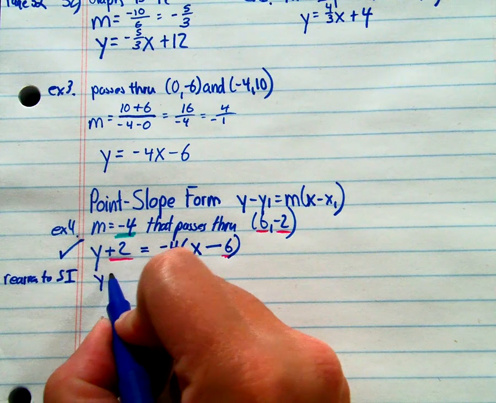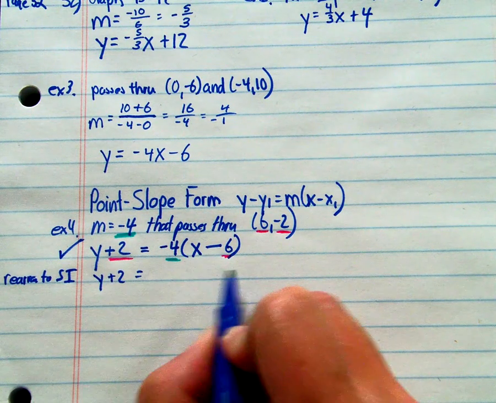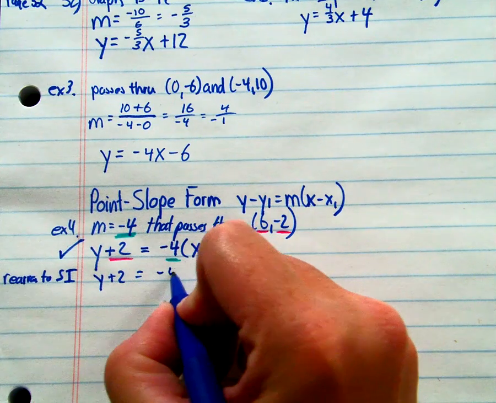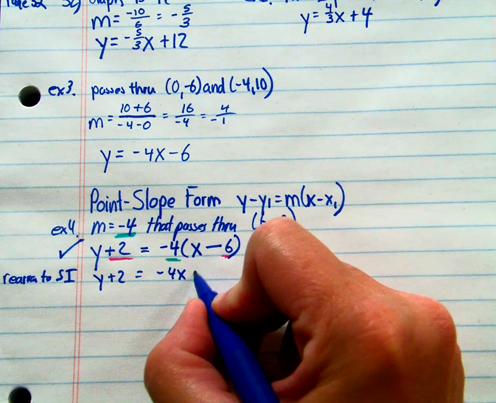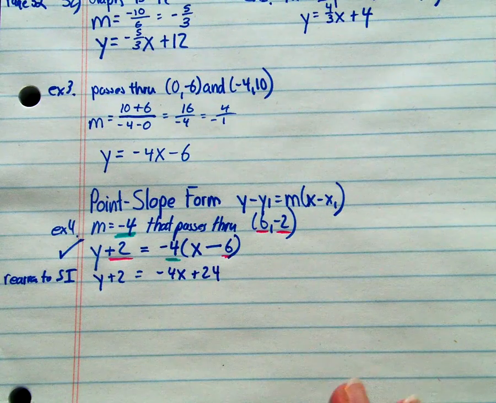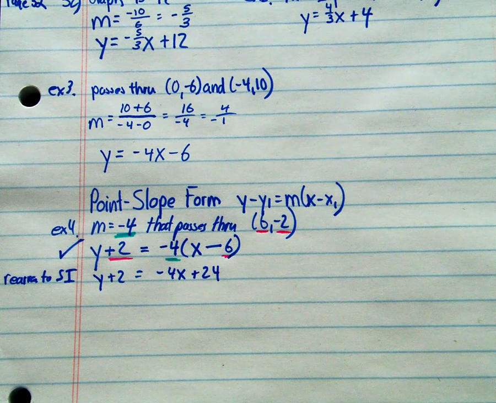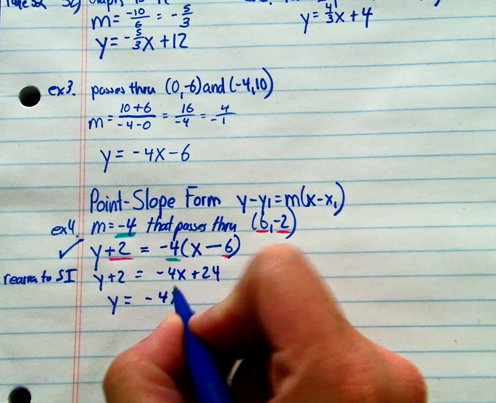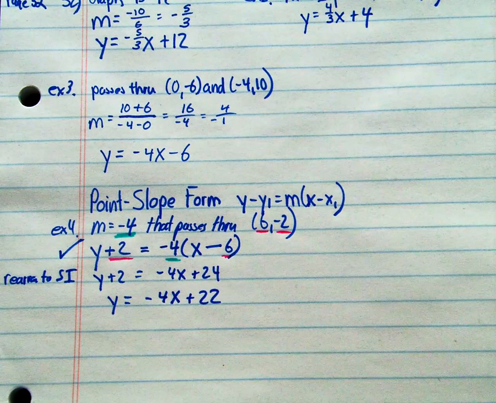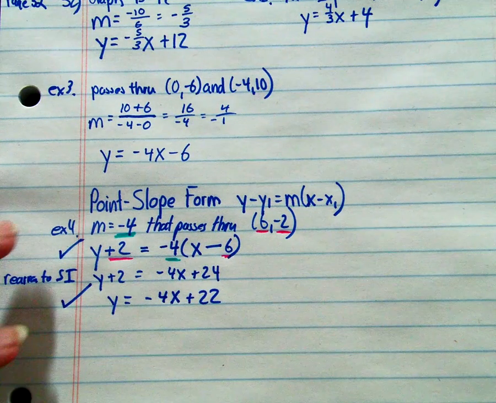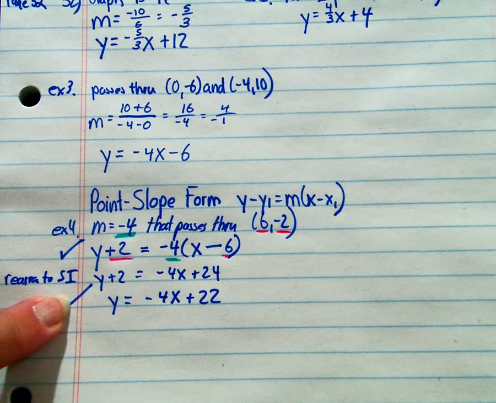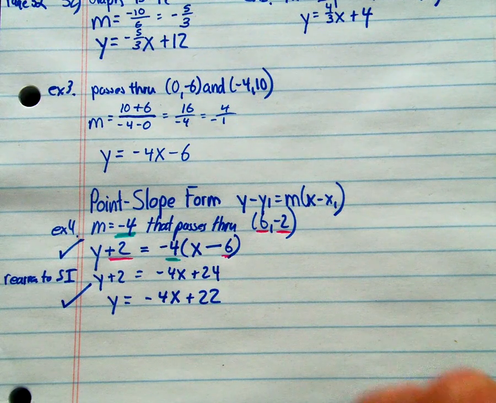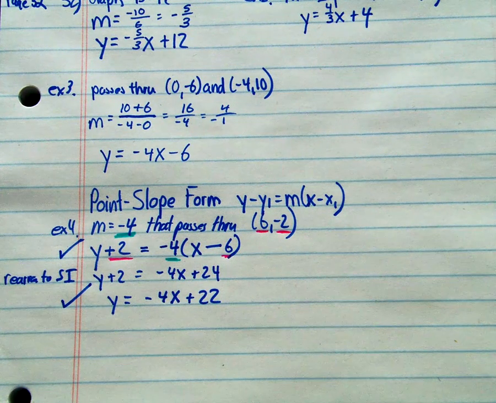All right, so the first thing we'll do is what? Say the word. Distribute. -4 times x is -4x. -4 times -6 is +24. What else do I need to do to get y by itself? Subtract 2 from both sides. Y equals -4x plus 22. So both of those are answers. This is the answer written as an equation. This is the equation written in slope-intercept form. With me? All right, so we can easily compare it to other equations. All right, so that's using point-slope form.